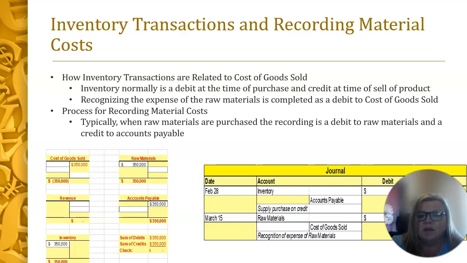As you can see on the screen, we have the debit to the inventory, the credit to accounts payable because this was purchased on credit. Then we see the raw materials debit as well as the cost of goods sold, recognizing that expense of the raw materials post-sale. That's on the journal entry side. On the T account side, you see these same accounting principles but used in the T accounts.